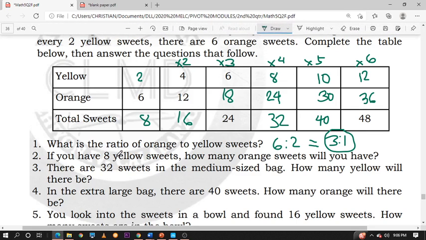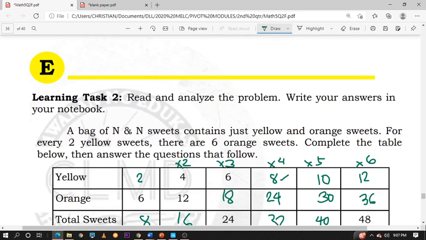Okay, so if you have 8 yellow sweets, kung may 8 ka na yellow, how many orange sweets will you have? So, ano ba katapat ng 8? So, ito yung 24. So, the answer is 24. Okay? So, ganun lang po ang gagawin natin for the learning task 2.